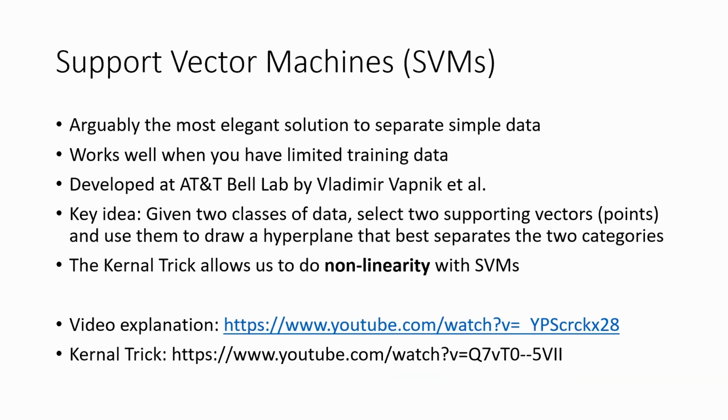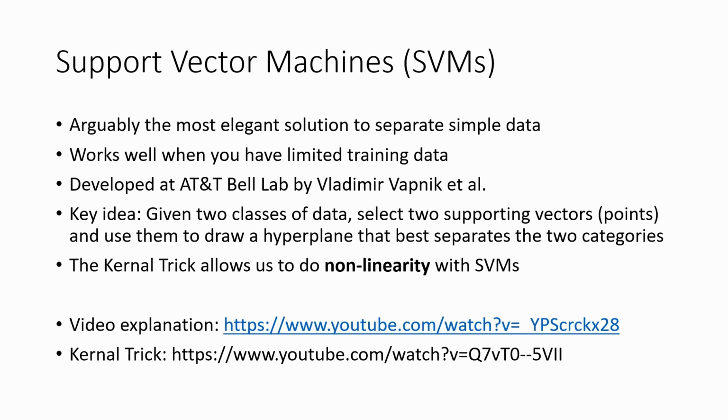Okay, and then the next one is called support vector machines. These are a very, very elegant solution to our separation problem. In last class, we talked about linear separation, where we have two classes of data in a space and we want to draw a line that separates them. SVMs take that to the next level. Essentially, we're taking two points in a vector space. These are called support vectors. And then we draw a line in between them such that our line separates these two categories the best.